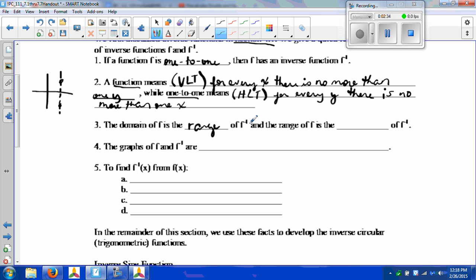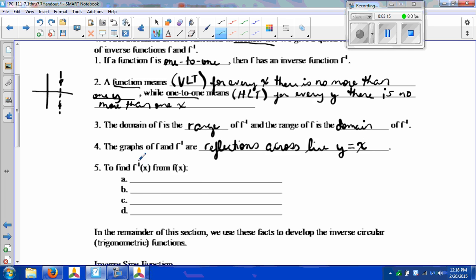The domain of f is the range of f inverse, because we interchange x's and y's, and the range of f is the domain of f inverse. The graphs of f and f inverse are reflections across the line y equals x. Because you are interchanging them, that makes sense. This is where they would touch each other. Like looking across a mirror and your fingers touching the mirror, this is the place where the mirror would be. This is where they're interchanging, but they're equal here.